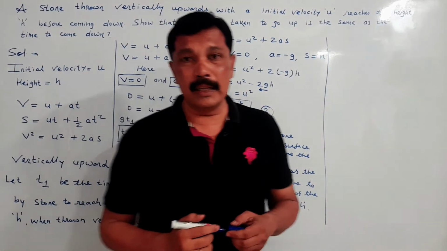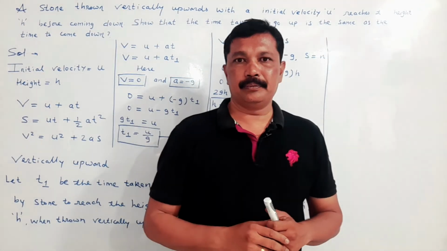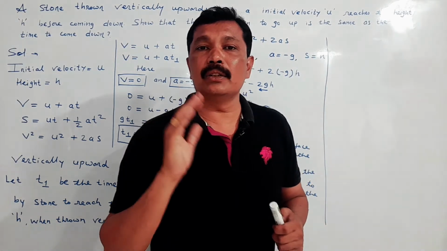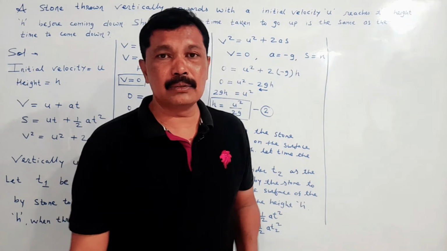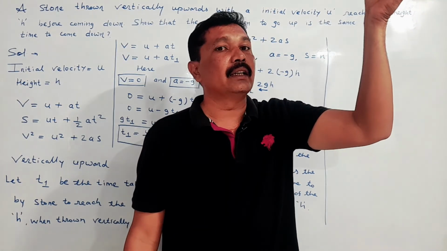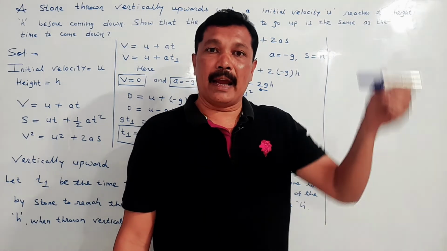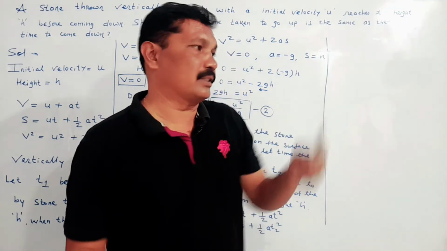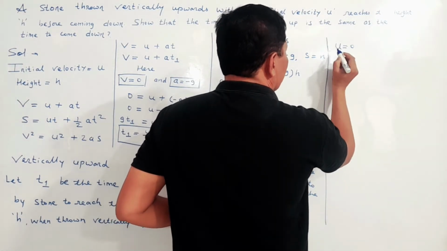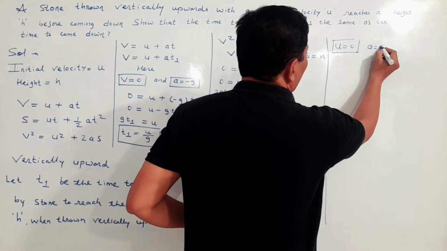Now my dear student, here the body is falling vertically downwards from a certain height. As the body is falling vertically downwards, acceleration will become acceleration due to gravity. When the body is falling from a certain height, the initial velocity of the body is 0 because at a certain height the body is at rest. So we can write u is equal to 0, a is equal to g.